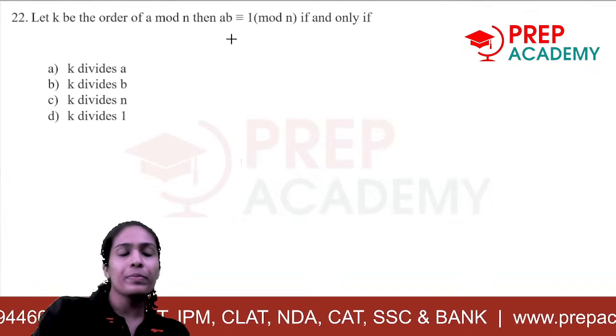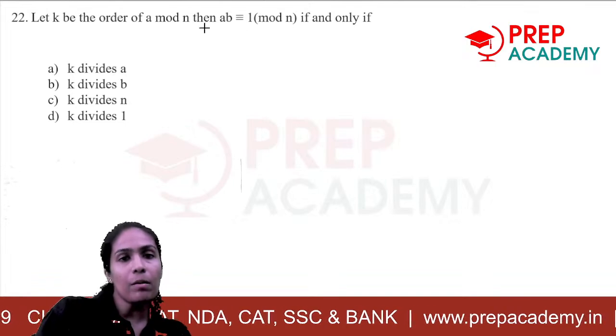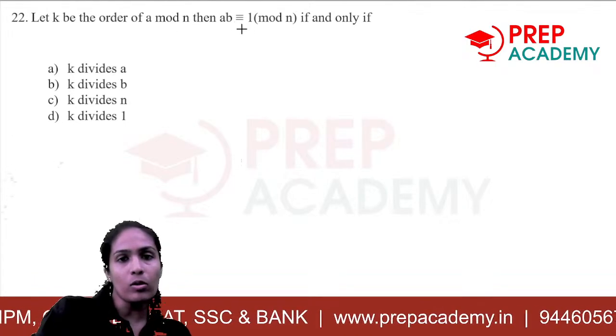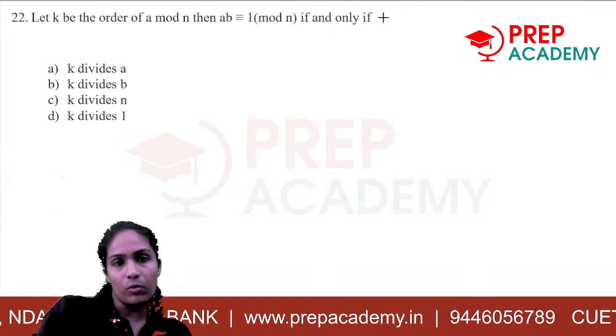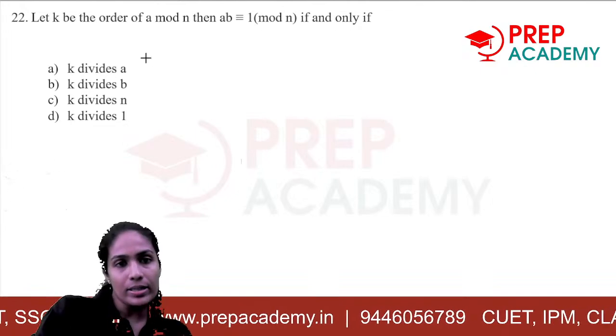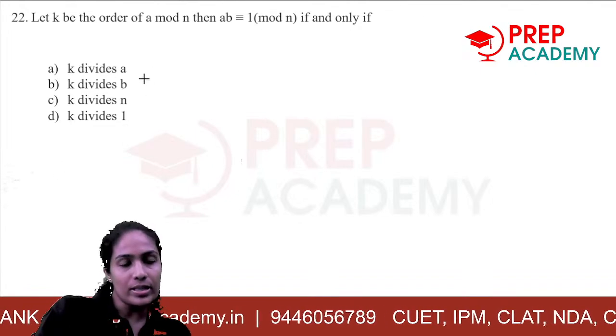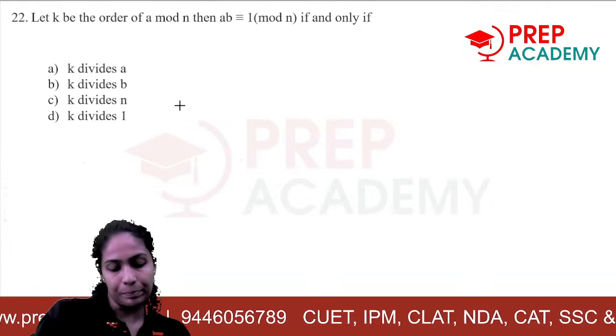Next question. Let k be the order of a mod n, then ab is congruent to 1 mod n if and only if: option A, k divides a; option B, k divides b; option C, k divides n; and option D, k divides 1.